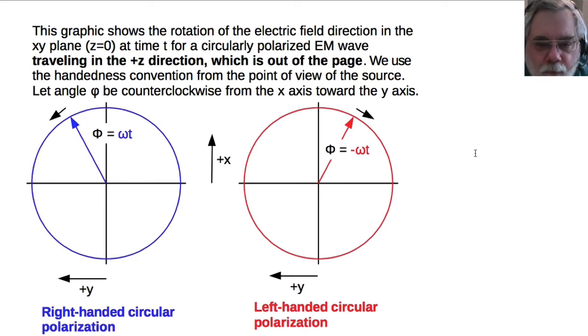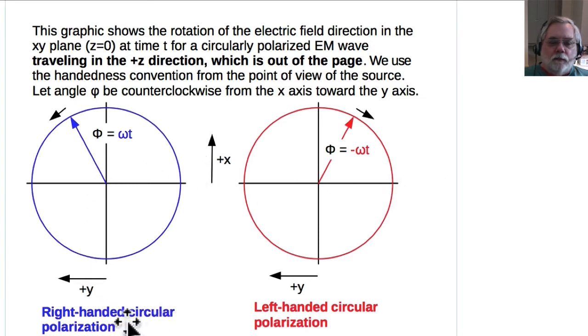We use the handedness convention from the point of view of the source. So in this case, the wave is propagating toward us, so the source is on the other side of the page. Let angle phi be positive when it's counterclockwise from the x-axis toward the y-axis. So for our right-handed circular polarization, the direction of the electromagnetic field at z equals 0 rotates with time, with the angle being omega times time. So it's rotating in this counterclockwise direction.